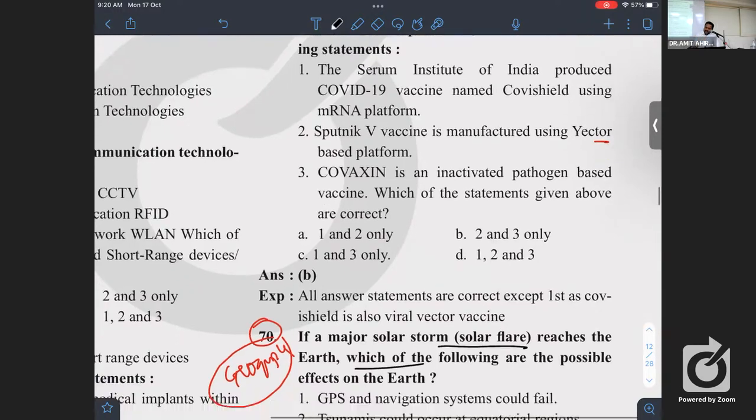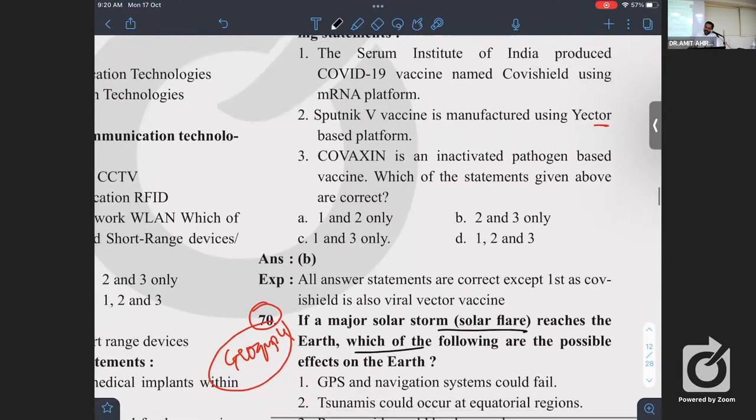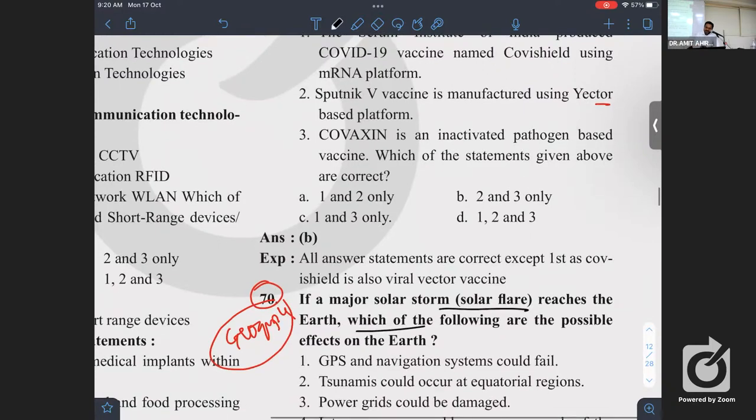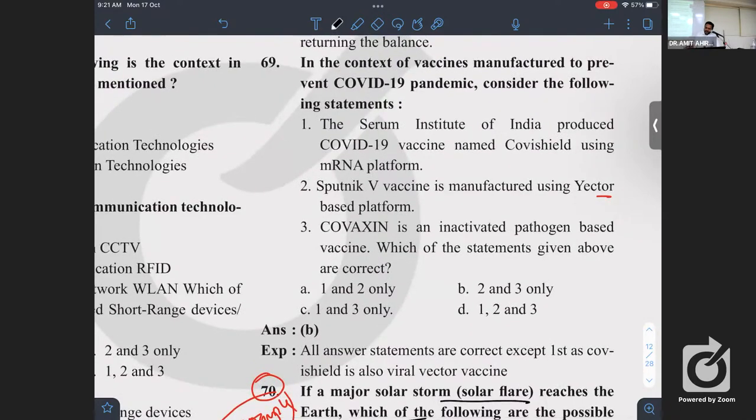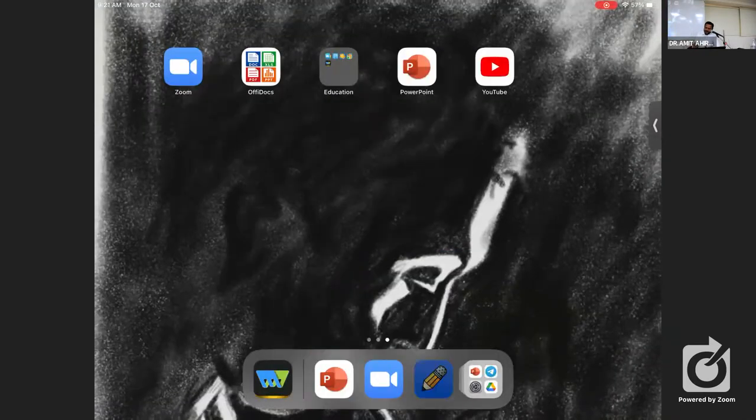चलो देखते हैं क्या है। Sputnik 5 vaccine is manufactured using vector-based platform. Covaxin is an inactivated pathogen based vaccine. Which of the statements given above are correct or not? Now, let me show you the notes.